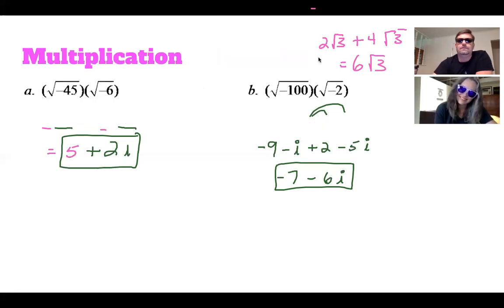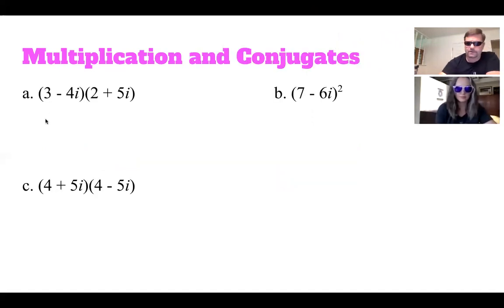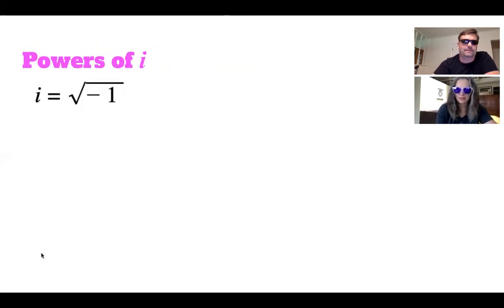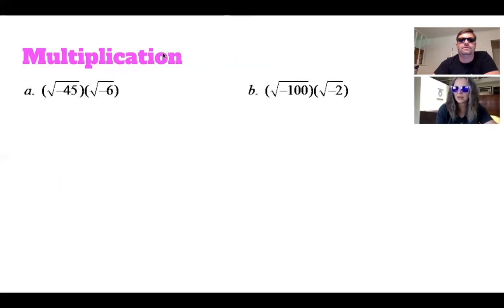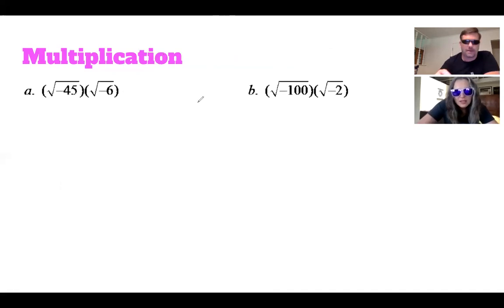All right, so what about multiplication of these puppies? Well, we did this earlier. I've got an i and a square root of 45. So Miss Young likes to take that i out front. This would be i square root of 45, times i square root of 6.